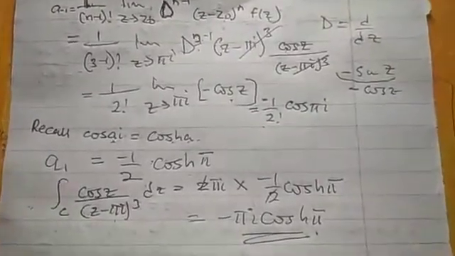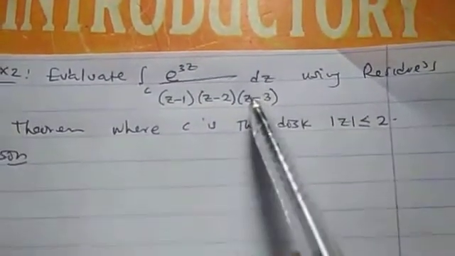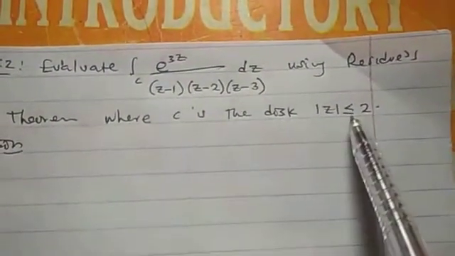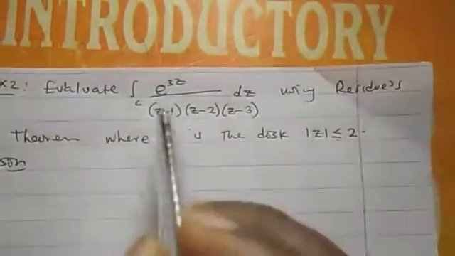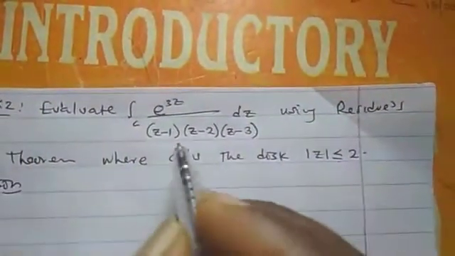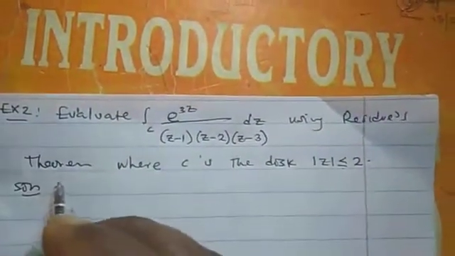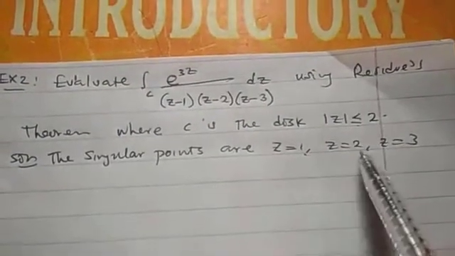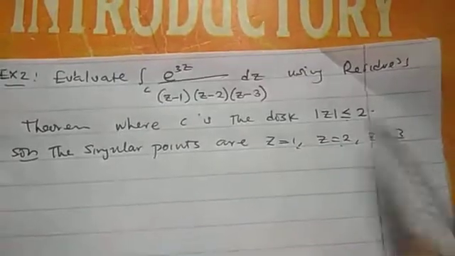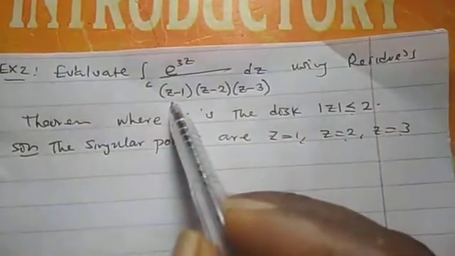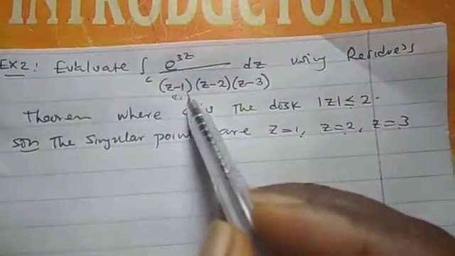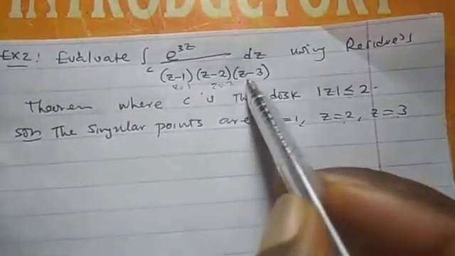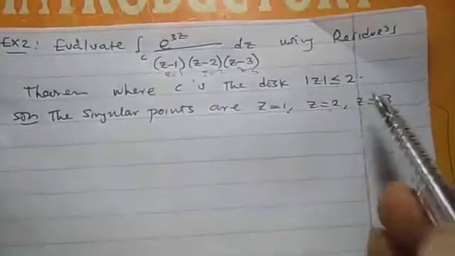Let's take another example. Example 2. We want to evaluate this integral using the residue theorem, where C is this disk here. The first thing is, let us find the singular points. These singular points are z equal to 1, z equal to 2, and z equal to 3. That is, if you equate the denominator to 0, z is equal to 1, z is equal to 2, z is equal to 3. They are the singular points.